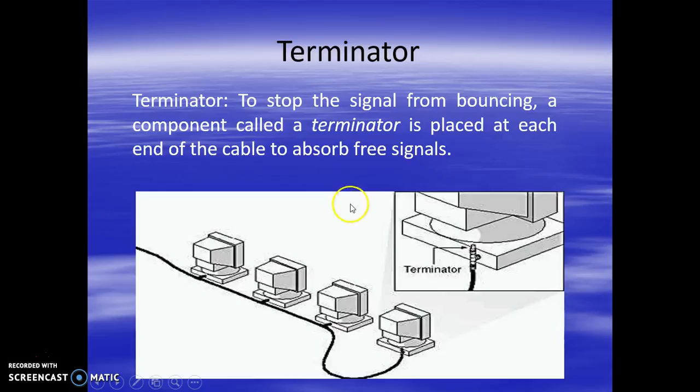Next is the terminator. To stop the signal from bouncing, a component called a terminator is placed at each end of the cable to absorb free signals. As we can see in this figure, there are various computers which are connected through this bus topology, and this one is the last computer on the bus topology. So the last one is terminated, meaning the bus is terminated with the terminator to avoid the bouncing of free signals.